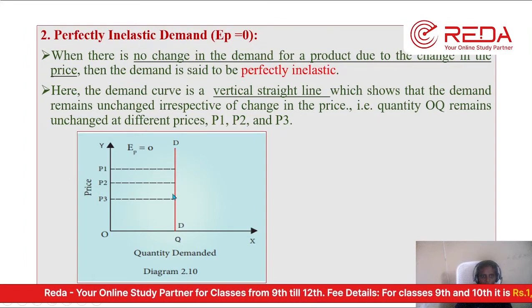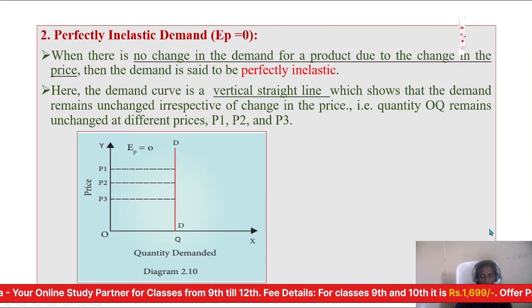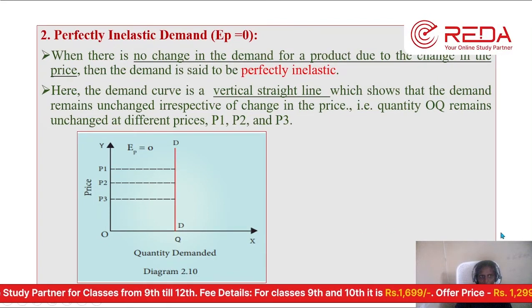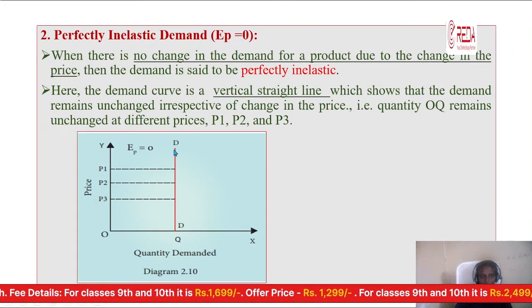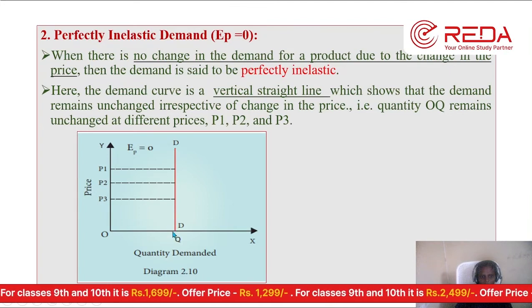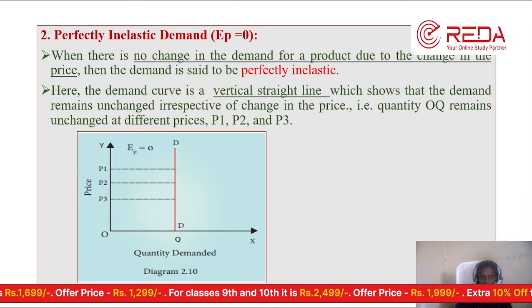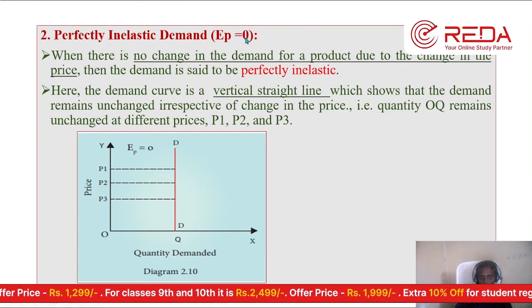So this is the other situation when there are changes in the price level, which we call perfectly inelastic demand. EP is equal to 0. If the demand curve is a vertical straight line, obviously it indicates that EP is equal to 0. So this is the second situation.